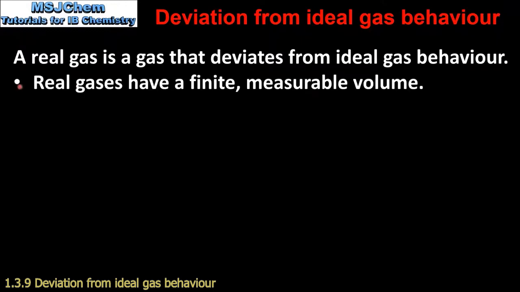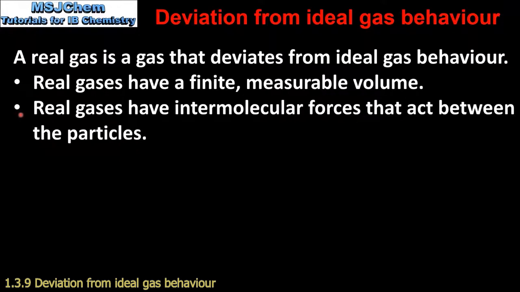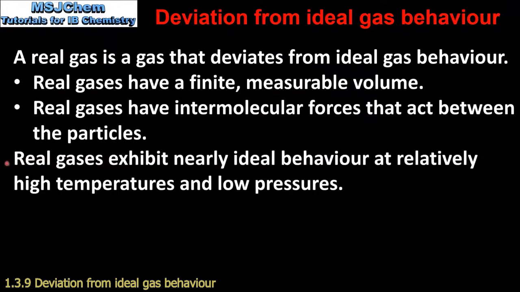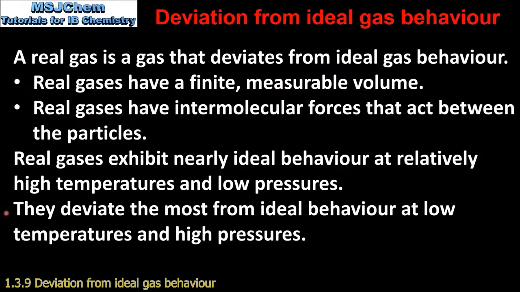A real gas is a gas that deviates from ideal gas behavior. For example, real gases have a finite measurable volume. They also have intermolecular forces that act between the particles. Real gases exhibit nearly ideal behavior at relatively high temperatures and low pressures. They deviate the most from ideal behavior at low temperatures and high pressures.